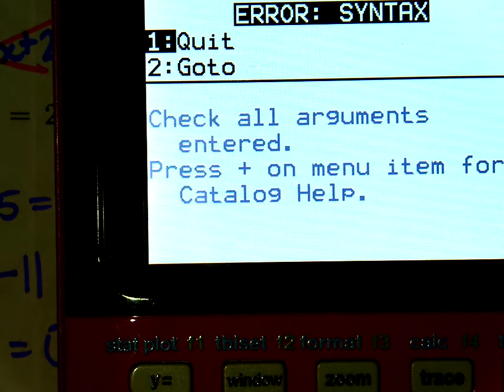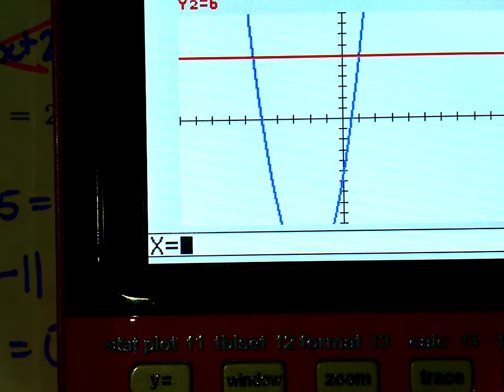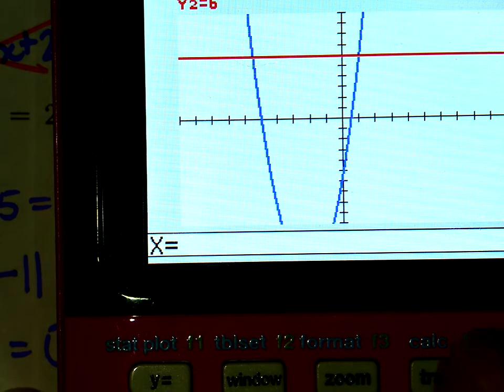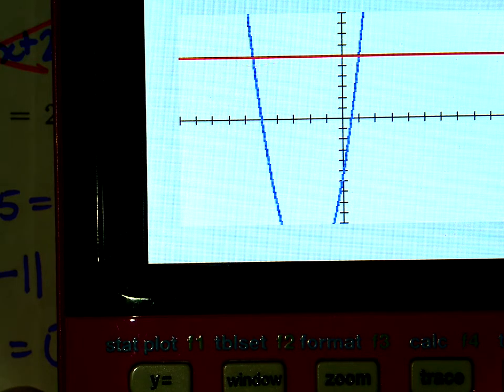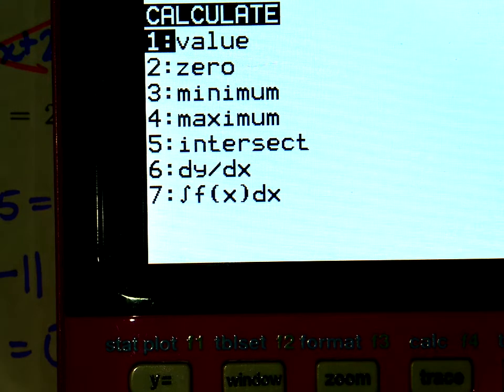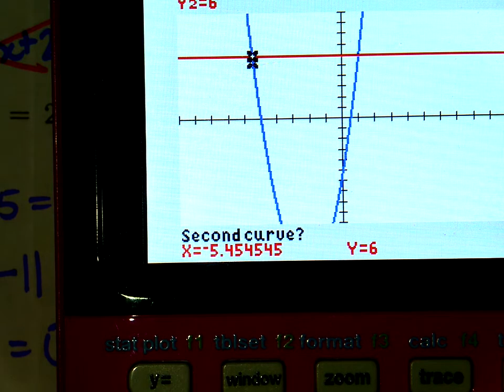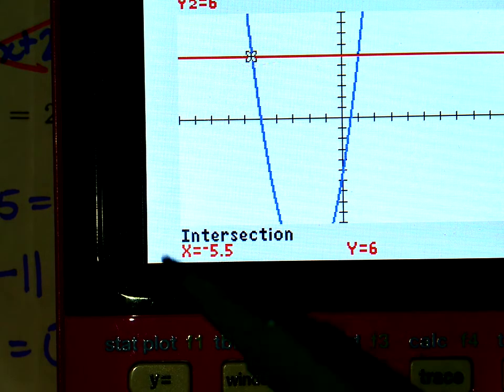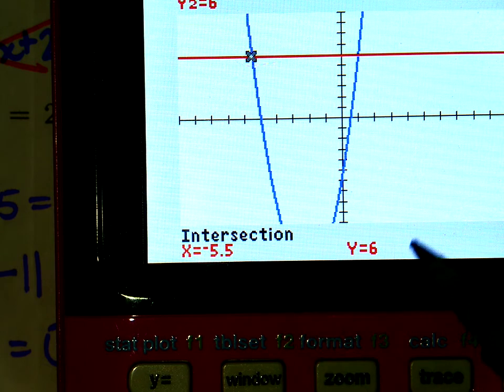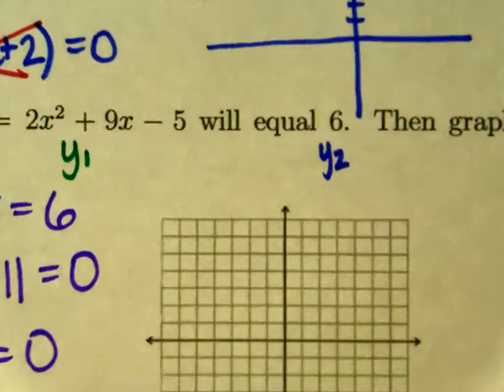Whoopsie. No. Clear. Okay, it did not like that. Second calc. Intersect. I definitely hit the wrong one. Yes, and yes. Okay, voila. Negative 5.5 and 6. So it actually found our two solutions.